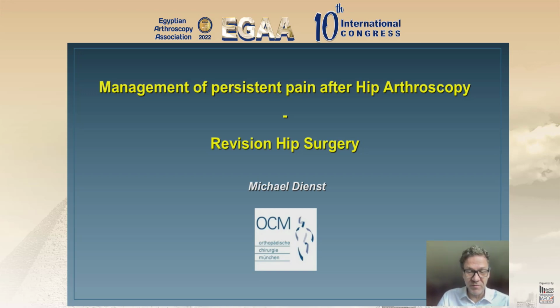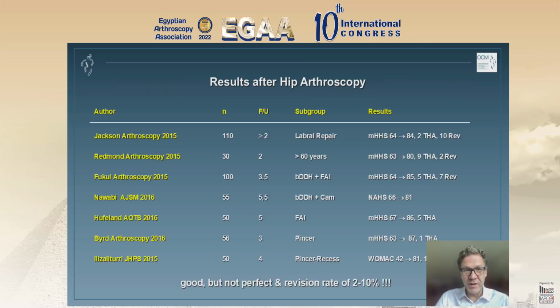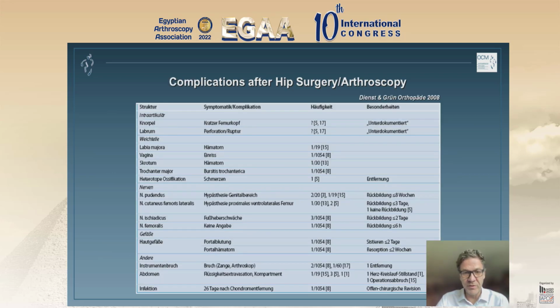The title of my first lecture this morning is Management of Persistent Pain After Hip Arthroscopy and Revision Hip Surgery. Looking at the results of hip arthroscopy, we realize that the results are good but not perfect. For example, the revision rate has been reported between 2 and 10%. Complications of hip arthroscopies are not very frequent but need to be considered, at least with the less experienced hip arthroscopist.